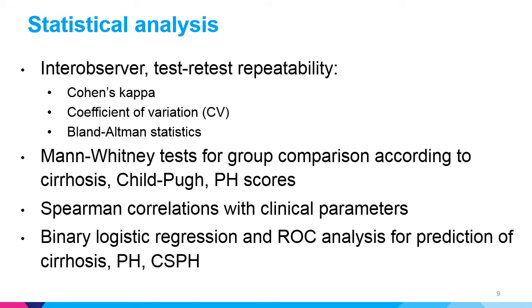Interobserver and test-retest repeatability were evaluated through Cohen's kappa for agreement of vessel segmentation between different acquisitions. The quantitative parameters were evaluated by the coefficient of variation and by Bland-Altman statistics. We used Mann-Whitney tests for group comparison according to cirrhosis, Child-Pugh, and PH scores. We also computed the Spearman correlation with the clinical parameters.